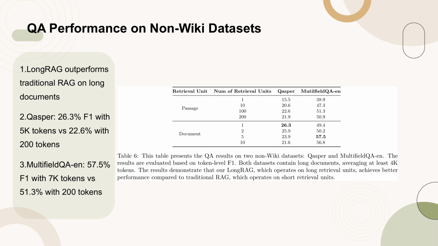Specifically, on the Qasper dataset, LongRAG achieves a 26.3% F1 score with a single 5K token retrieval unit, outperforming the 22.6% F1 score with 100 short 200 token retrieval units. Similarly, on the MultiFieldQA dataset, LongRAG achieves a 57.5% F1 score with 5 7K token retrieval units, surpassing the 51.3% F1 score with 100 short 200 token retrieval units.